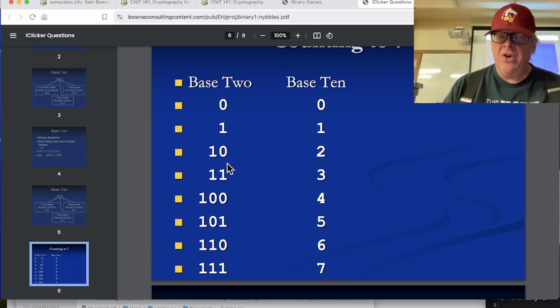2 is 1, 0, that's 1 two and no 1s. A 2 and a 1 is 3. A 4 and nothing else is 4. And a 7 is a 4 plus 2 plus 1. And 7 is as high as you can count with 3 bits.